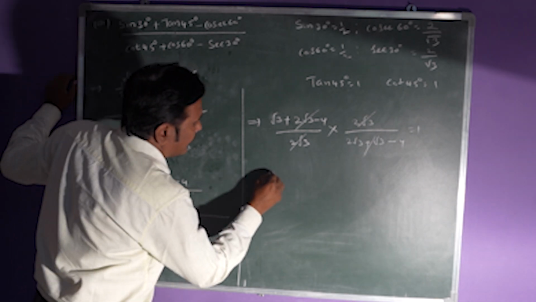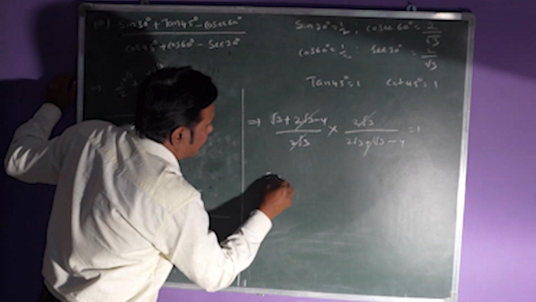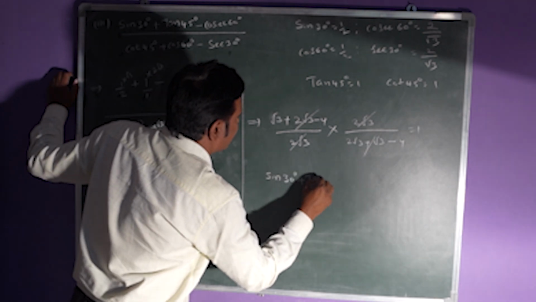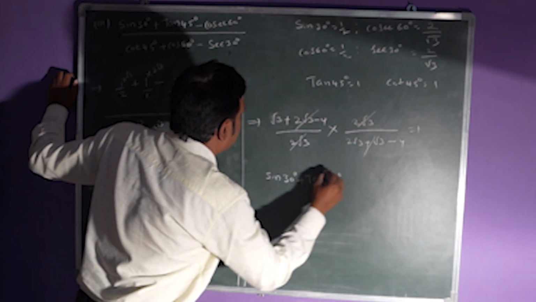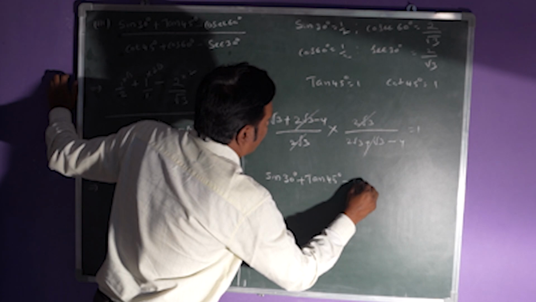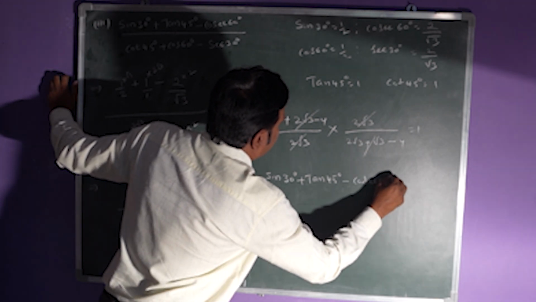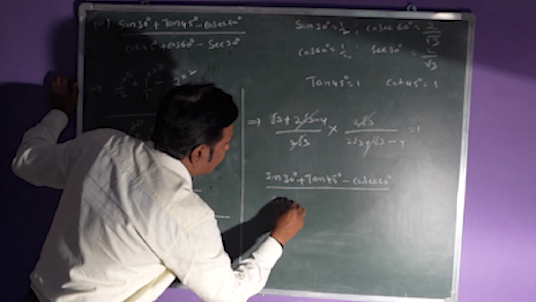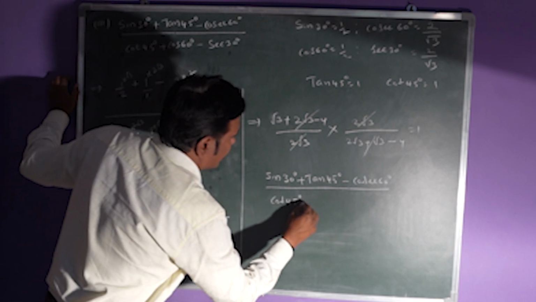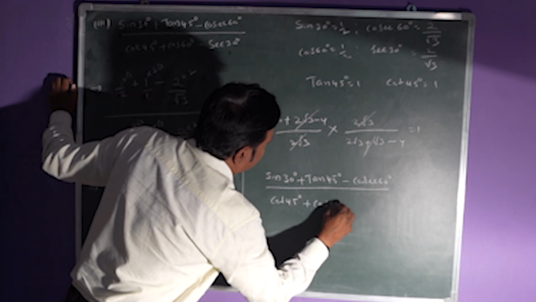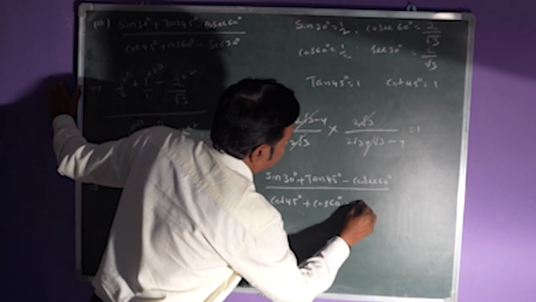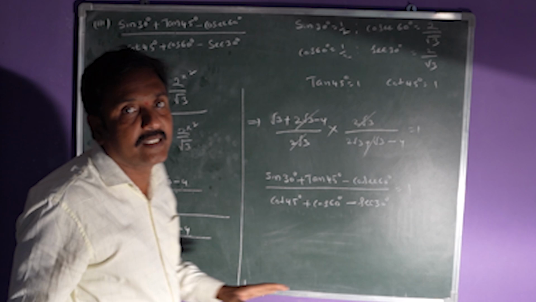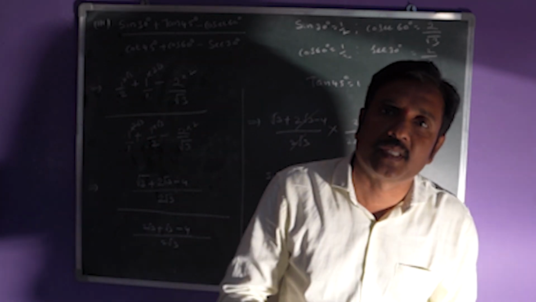Then the answer is: sin 30 degrees plus tan 45 degrees minus cosec 60 degrees, divided by cot 45 degrees plus cos 60 degrees minus secant 30 degrees, is equal to 1. Okay, is it clear? I will go to the next problem.